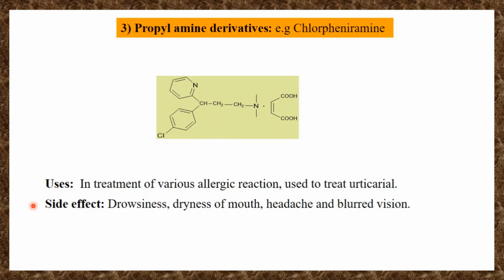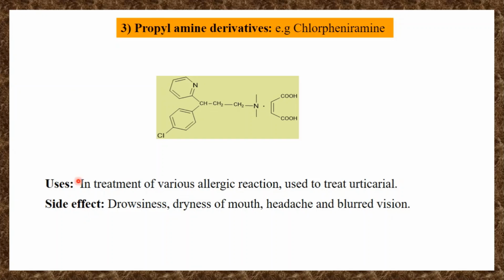The uses of chlorpheniramine: it is used in various allergic reactions and to treat urticaria. The side effects are drowsiness, dryness of mouth, headache, and blurred vision. These are the side effects of chlorpheniramine. So chlorpheniramine is the third class.